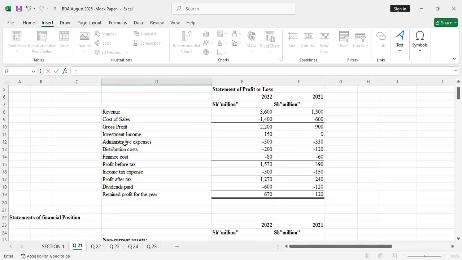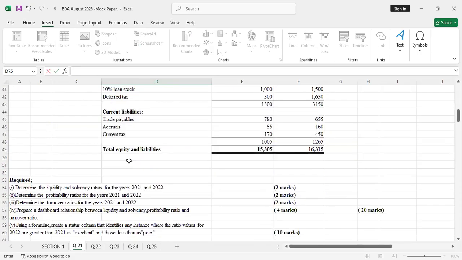Earning before interest, profit before tax. And this earning before interest and tax. So interest is the finance cost. You see this finance cost, that's the interest.